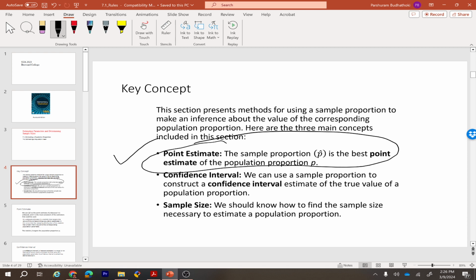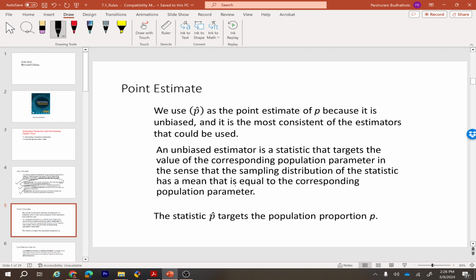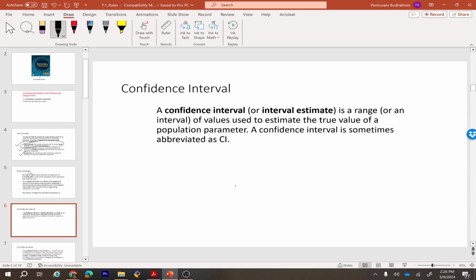And based on the given sample proportion, we can find out confidence interval. And to get some level of confidence, we need to choose the right sample size. So the sample size, the third one. The sample proportion is the one single value which can be used to estimate the population proportion. And then confidence interval is actually the range of values used to estimate the true value of the population parameter.